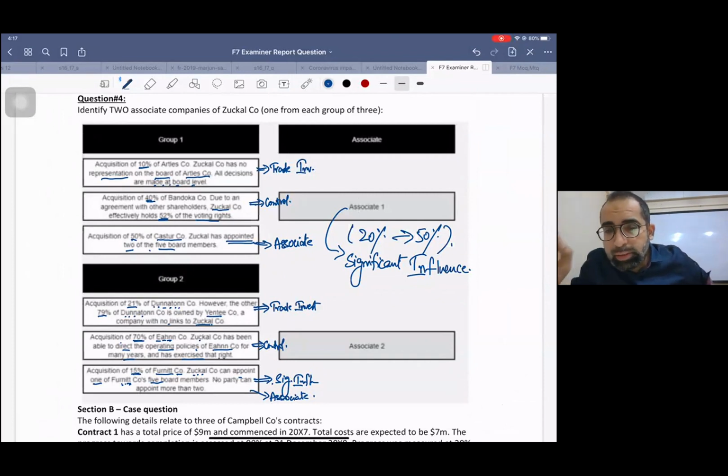And I hope you guys remember, for trade investment, we apply IFRS 9. And for trade investment, there are two categories: fair value through P&L and fair value through OCI. Fair value through P&L and fair value through OCI, right? Okay.